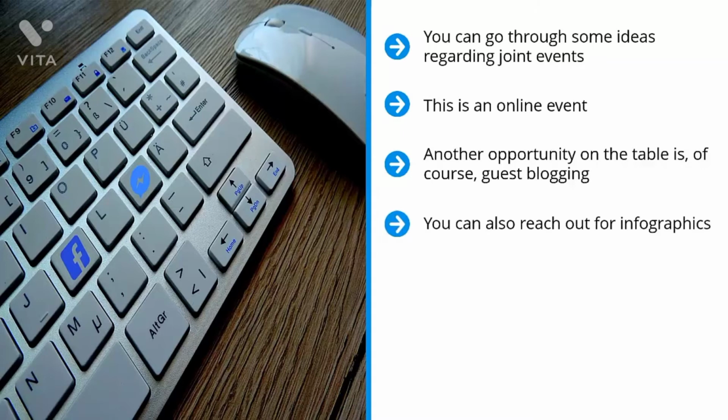You can also reach out for infographics. This means you create an infographic and you get the admin to post the infographic on their blog with a link back to you. Again, this boosts your SEO chances. Finally, you can collaborate on content. This is custom content intended for both your audiences.